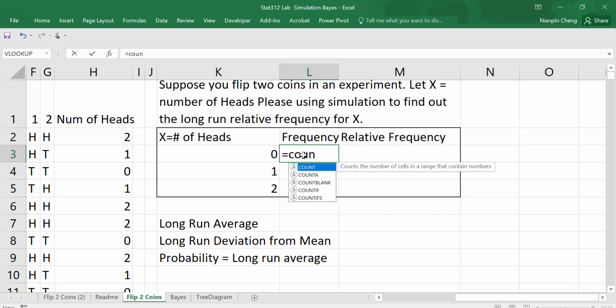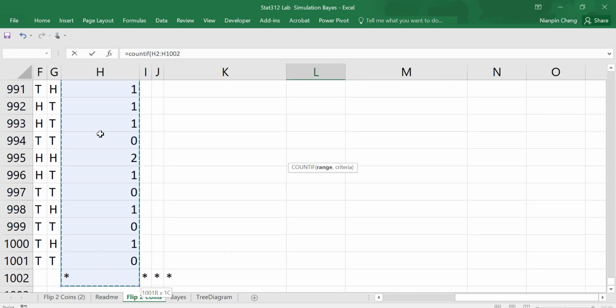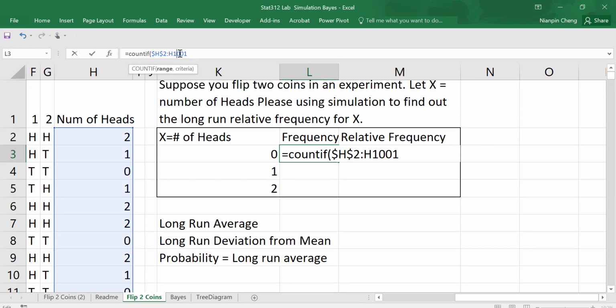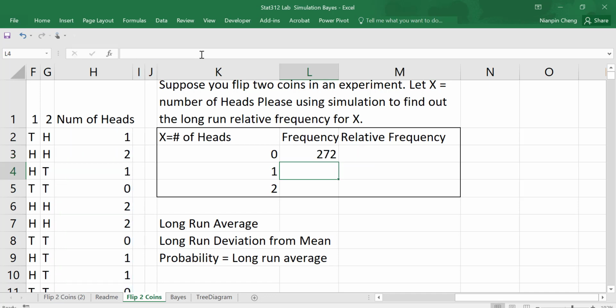You just count if the range is here. We use Shift Control down key, move up a little bit, and then I like to put the $ sign. So the $ sign indicates this range. When you copy this formula, the range wouldn't change. It's like a fixed value here. I count if this equals 0. So how many of them equal 0? So 272 out of 1,000.